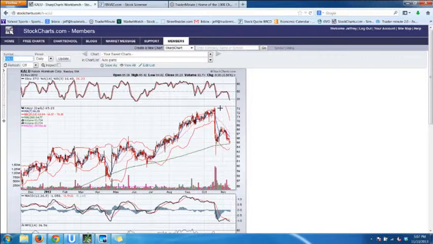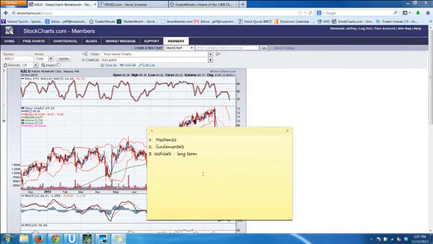Parameter number one, and perhaps the easiest as far as the mechanics. Parameter number two, the fundamentals. I'm going to skip that one for now and go on to number three. We'll come back to the fundamentals, but the technicals.